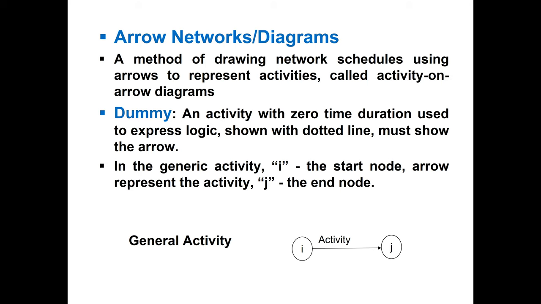Then in these arrow diagrams, we also use dummy activities. A dummy is an activity with zero time duration, used to express logic. It's an imaginary activity shown with a dotted line, and you must put the arrow for this dummy activity. For the other activities, if you put the arrow, it is okay.